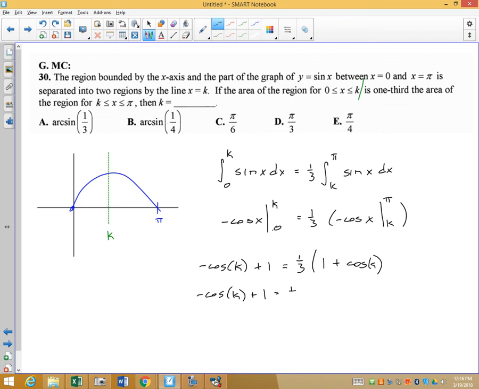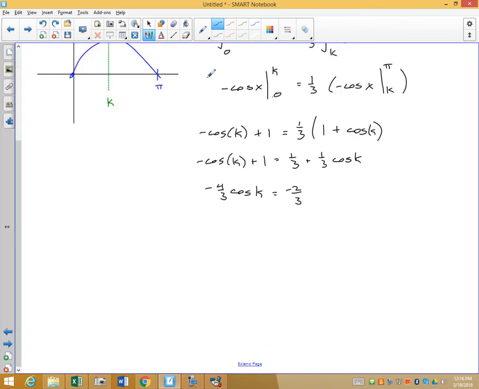Very good. We'll distribute the 1/3. And if I'm going to solve that, I think I'm going to subtract the 1. So 1/3 minus 1 is negative 2/3. I'm going to subtract that 1/3 over here, which will give me negative 4/3 cosine k. Right? Multiply both sides by negative 3 over 4. Right? Oh, this is going to be kind of nice. Multiply by negative 3/4. That cancels all of it over here. And we get cosine of k is going to equal 1/2.